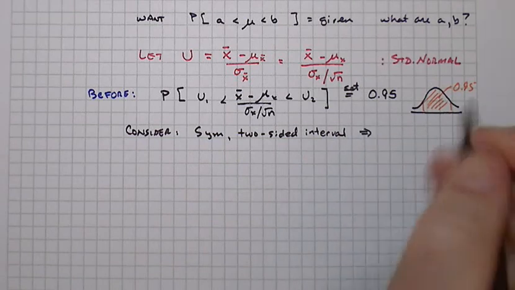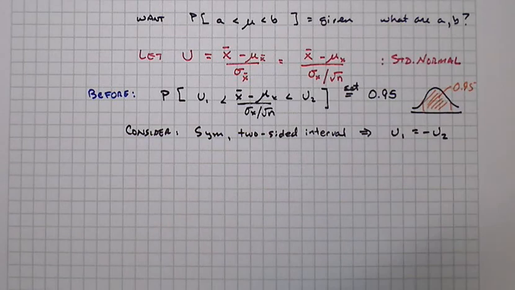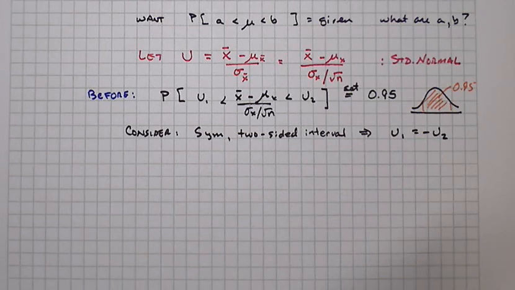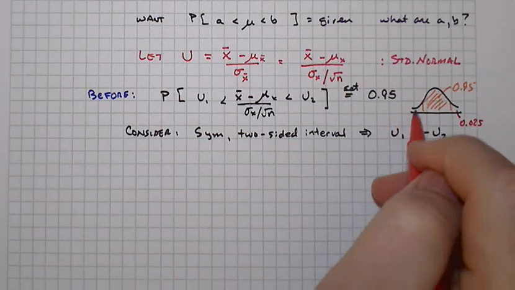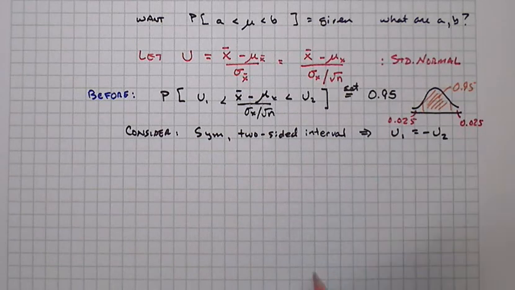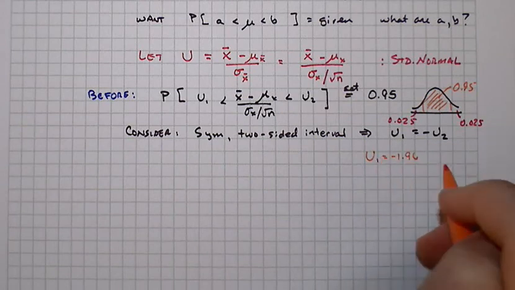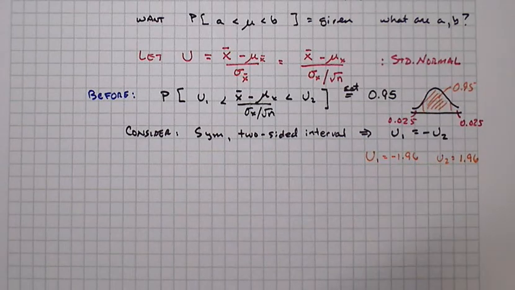And for this then, our u1 value is going to be equal to the opposite of u2. And for that central value of 0.95, that means that we have a tail value of 0.025 on either side. And it also means that our u values are going to be u1 equals minus 1.96 and u2 equals plus 1.96 from the standard normal tables.